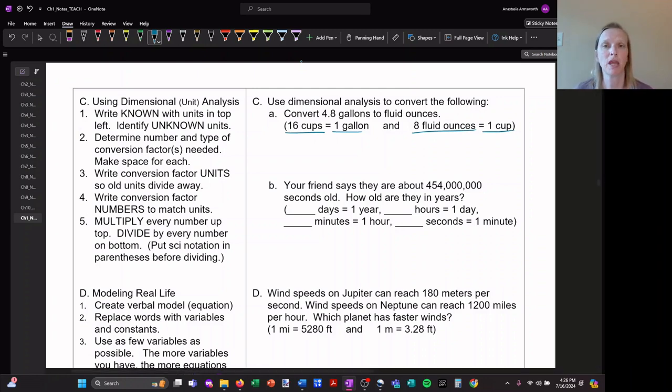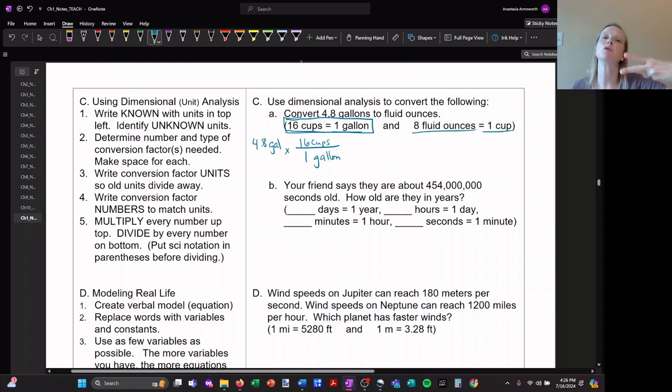So what I can do is take my 4.8 gallons and multiply by one of these conversion factors. 16 cups equals 1 gallon. Because if I set it up as a ratio, it makes a fraction that's equal to 1. For instance, if I write 16 cups over 1 gallon, even though the numbers don't make the fraction look like it's equal to 1, those two things are equal to each other. So the units make the fraction equal to 1. Units in this type of problem are extremely important.